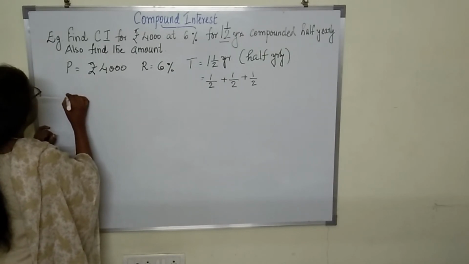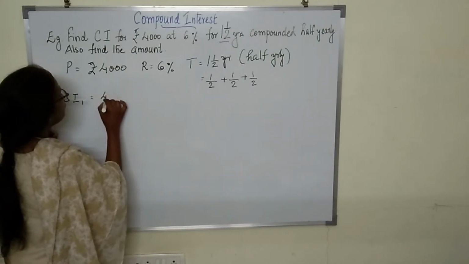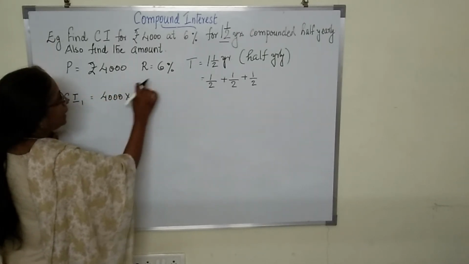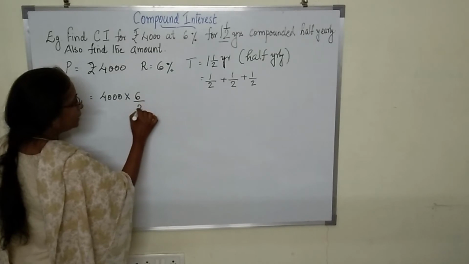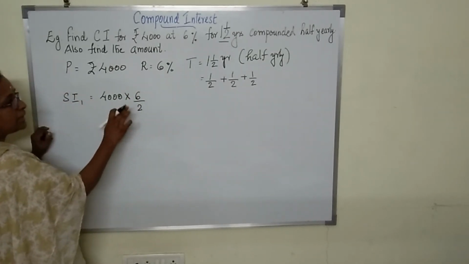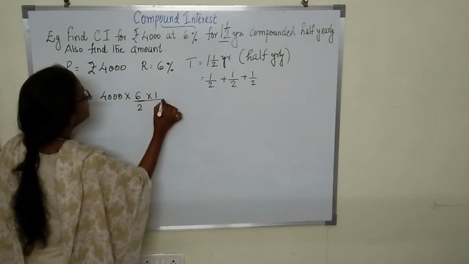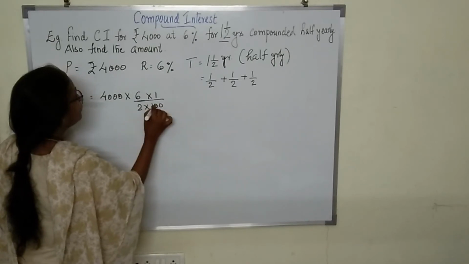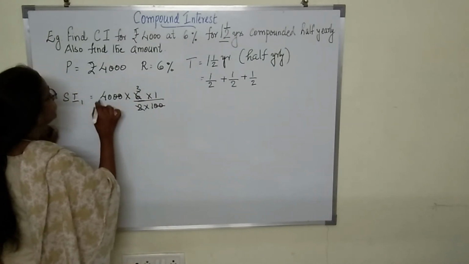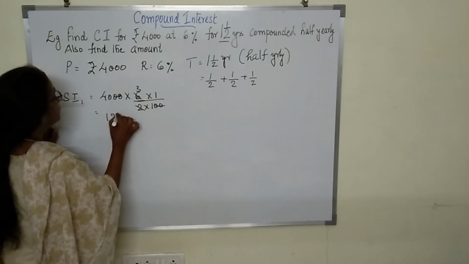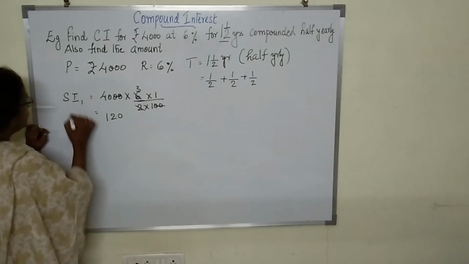Now what is the simple interest for the first term? That will be 4,000 into 6 upon 2 into 1 upon 100. I told you whenever it is half yearly, the rate will be 6 upon 2. Whatever be the rate, it will be half. So when you do it, 4 3s are 12, 120 rupees is the interest for the first term.